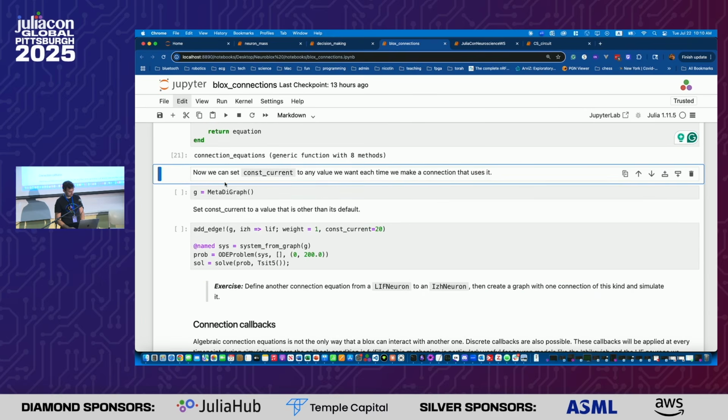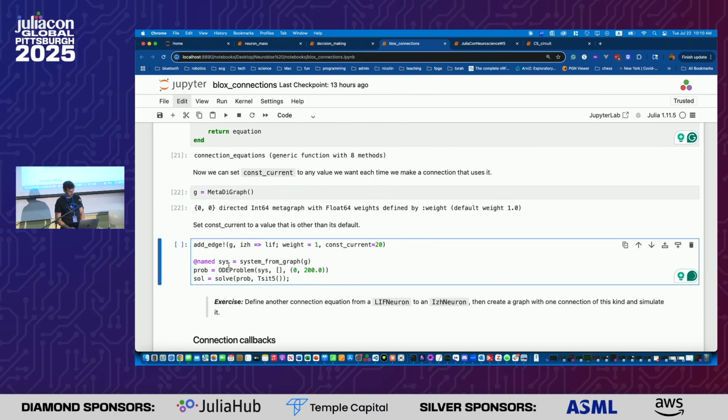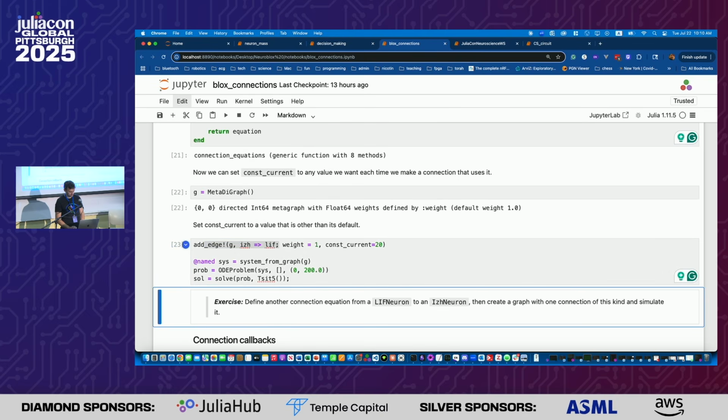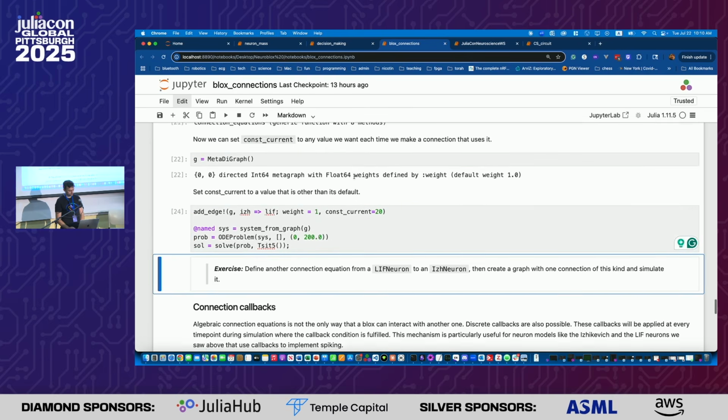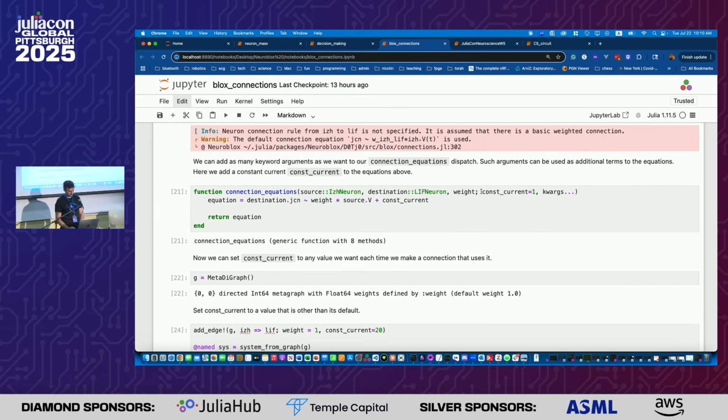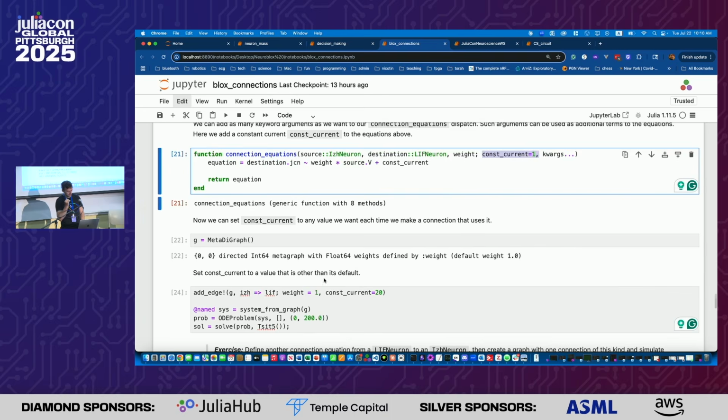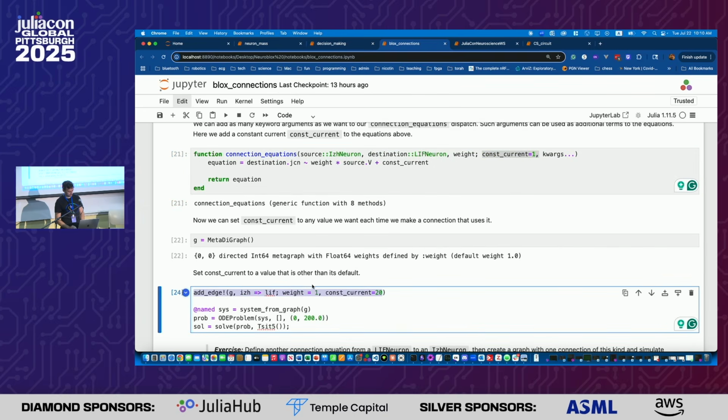And then create a graph where we have IZH to LIF should solve. Yeah. Right. So here, this constant current showed up as a keyword argument in the connection equations. And when we added an edge between those two, we had to supply this keyword argument. So the constant current here is 20.